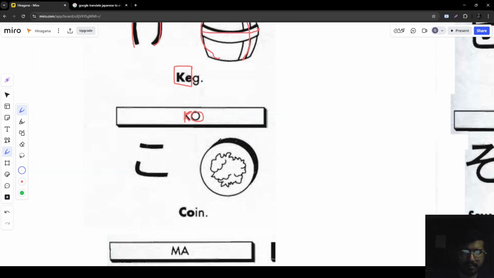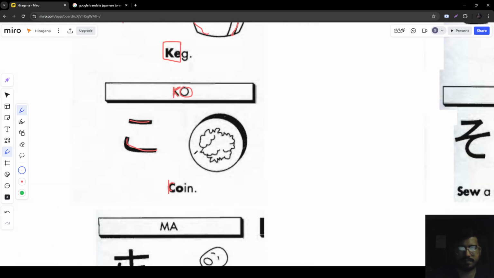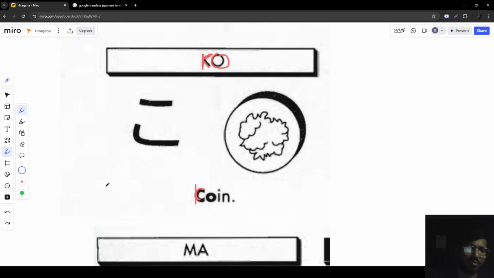Ko, can we remember it by a coin? Although it's spelled with a C here, we pronounce it as K only, coin. But there's another way that I prefer for remembering this, which is the koi fish. If you search for a koi fish, you can find two fishes. Koi fish. There's a fish like that.